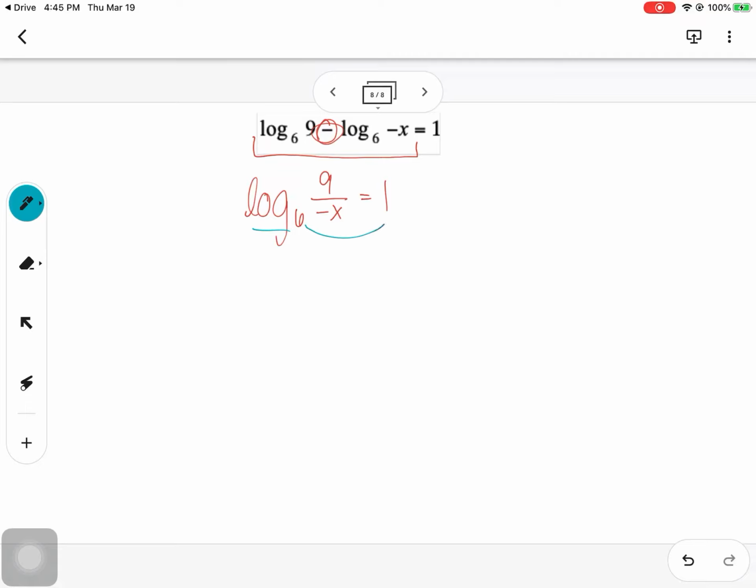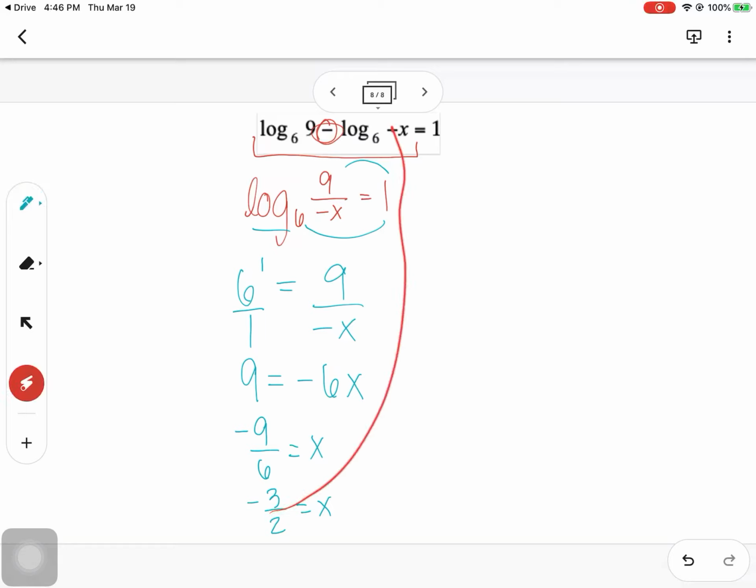When we do this, then, just like the last problem, you have log equals a number, so I need to rewrite it. So it's 6 to the first equals 9 over -x, which is really just 6 equals 9 over -x. And then I treat this as cross multiplying because there's a fraction involved, and you're going to get 9 equals -6x. And dividing by -6, you get -9 over 6 equals x, which is the same as -3 over 2.